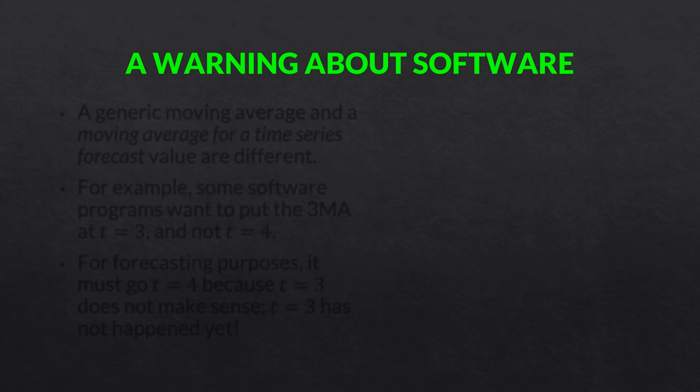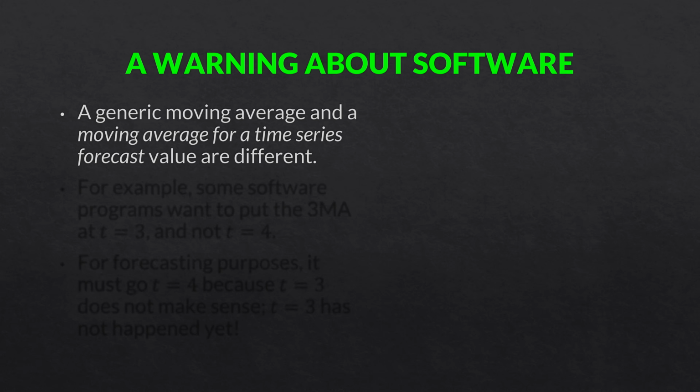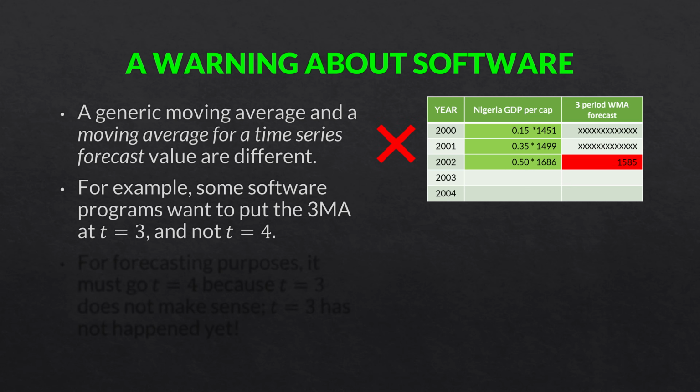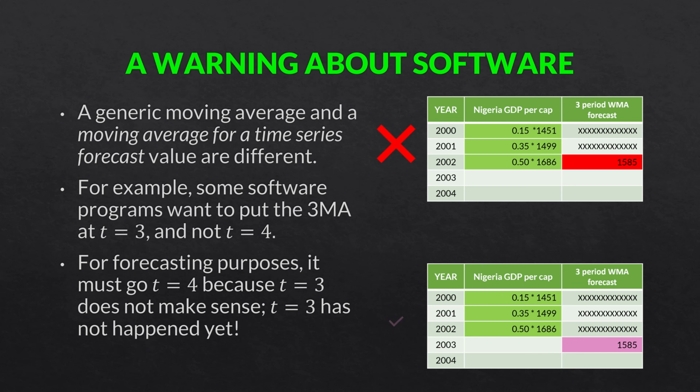But first, a warning about software. A generic moving average and a moving average for a time series forecast value are different. For example, some software programs want to put the 3-period moving average and weighted moving average at time period 3 and not time period 4. So it might do something like this. There are reasons for that I explained in the prior video. So if you want to, please check that out. But we want the time period forecast to be in the 4th slot. So it should look something like this.